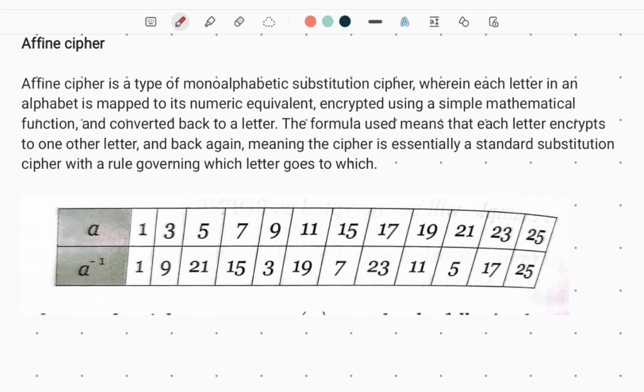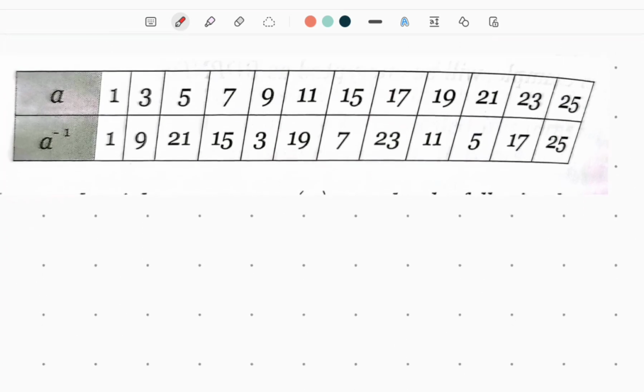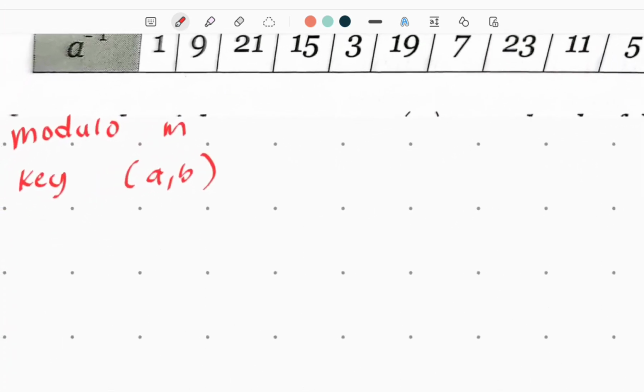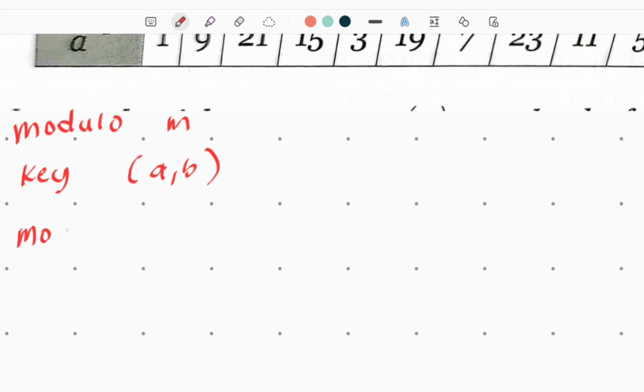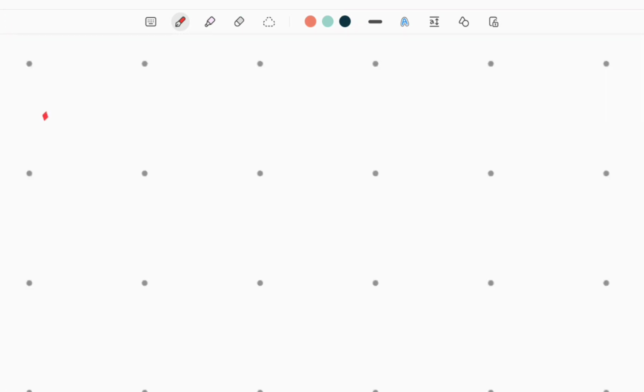This process relies on working modulo m, and the key for an affine cipher consists of two numbers. We'll call them A and B. Again, modulo m, and the key consists of two numbers, A and B. The following discussion assumes the use of a 26-character alphabet, which is modulo 26.